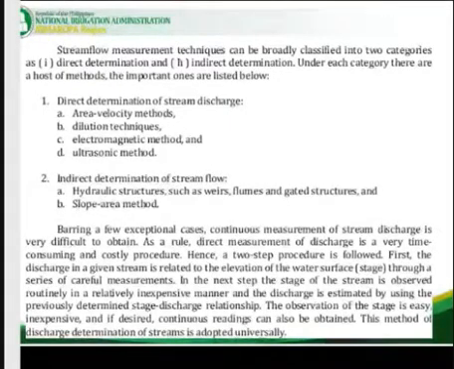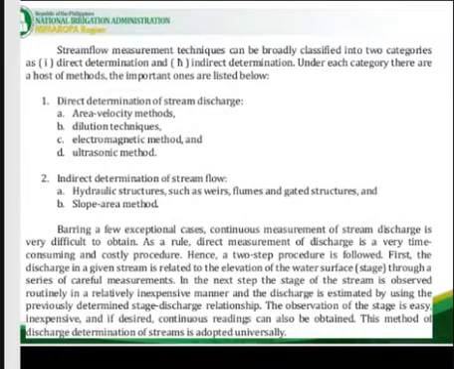Direct determination of stream discharge: A. Area velocity methods. B. Dilution techniques. C. Electromagnetic method. And D. Ultrasonic method. Indirect determination of stream flow: A. Hydraulic structures such as weirs, flumes, and gated structures. And B. Slope area method.